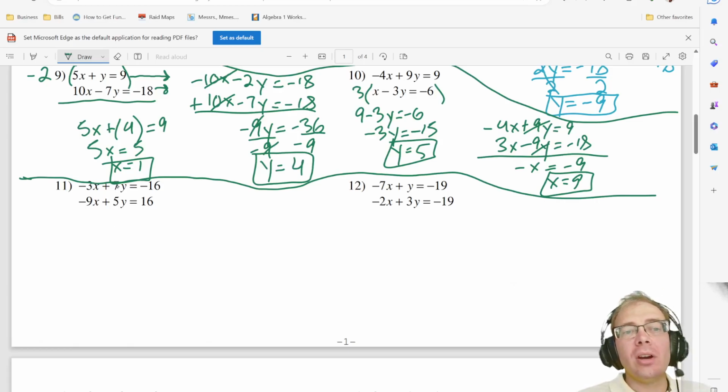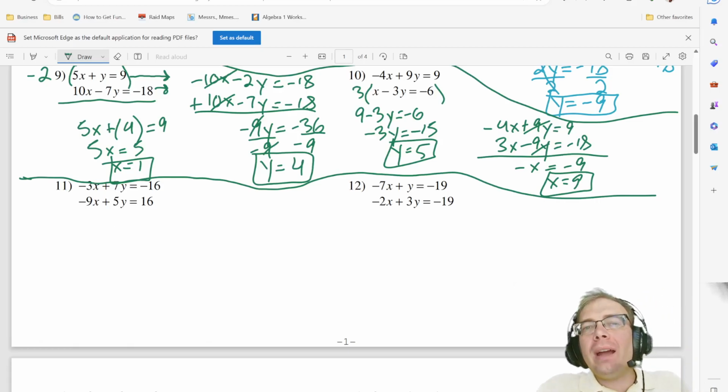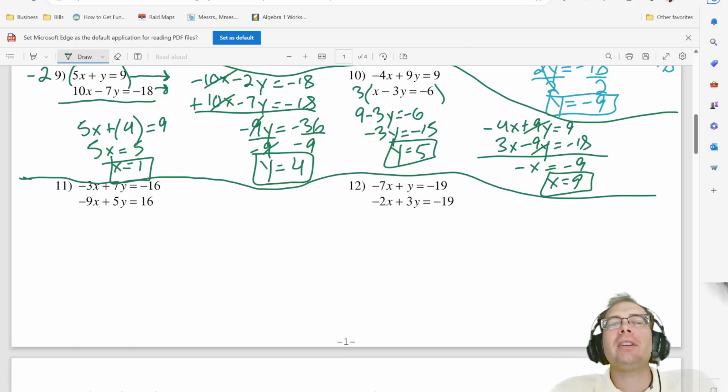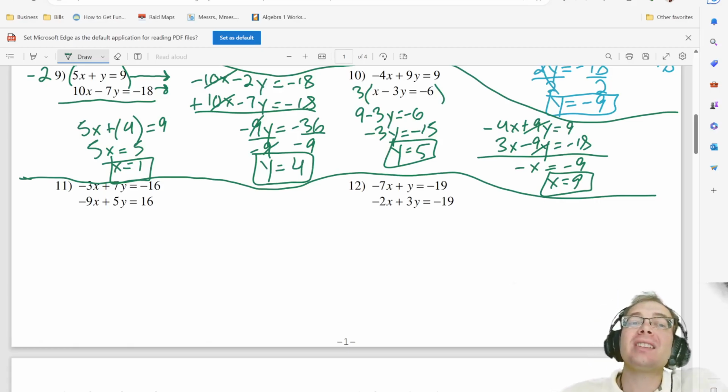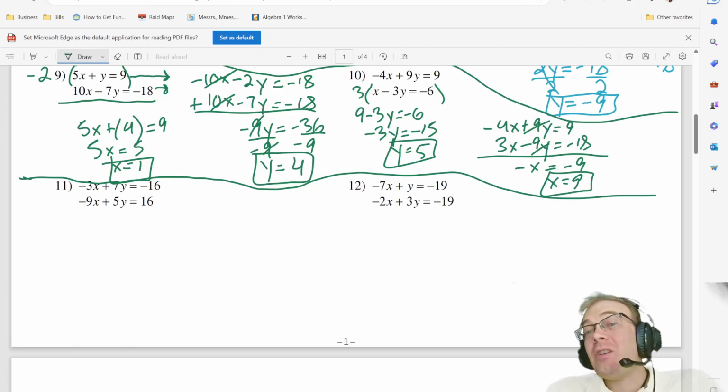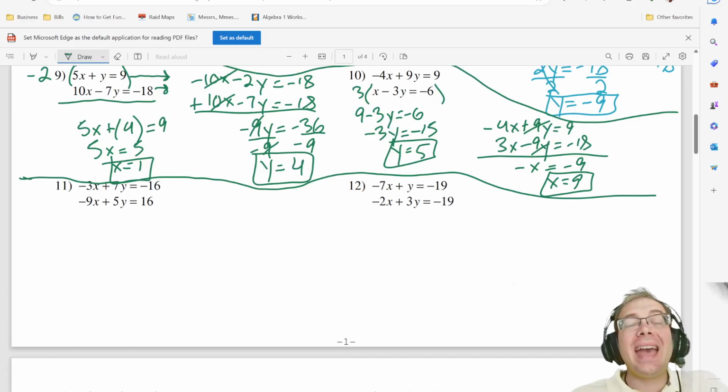So this would be hard. If I wanted to make the y's cancel, they don't have anything in common. They don't have any common factors. So if I wanted to make the y's cancel, I would have to multiply the first equation by 5 and the second equation by -7. And you might have to do that. That could be a thing you have to do. I don't have to because there's an easier way.